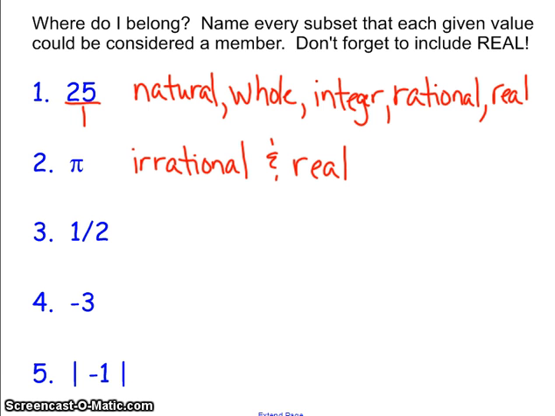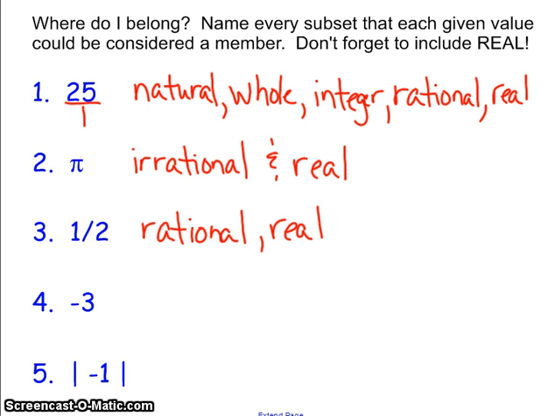1/2, this should be easy for you. It's already in a fraction form, and as soon as we see fractions, we immediately want to think rational. We also want to think real, because everything is real. But now we need to check, is it a natural number? Well, we don't normally count by half, so I definitely don't want to consider it natural. Whole numbers, well, fractions aren't whole. Integer, that has to be whole numbers as well. So we're left with just rational and real for 1/2.